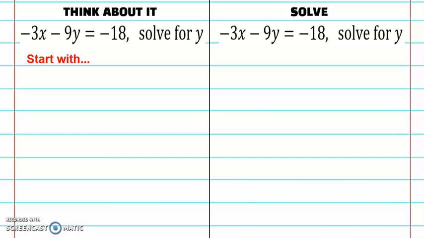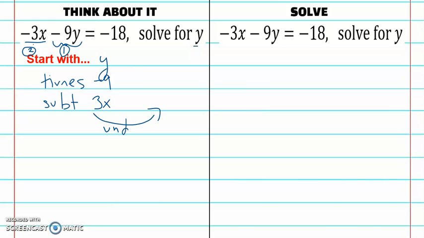Negative 3x minus 9y equals negative 18. Solving for y. So we start with y, we look for multiplication first, and then what are we doing? Are we adding or subtracting anything after? So I multiplied times negative 9. And this time I subtracted because it's negative. So I subtracted 3x. Cool. Reverse. Undo it, guys. Instead of subtracting, we're going to add it. And then we're going to divide by negative 9.